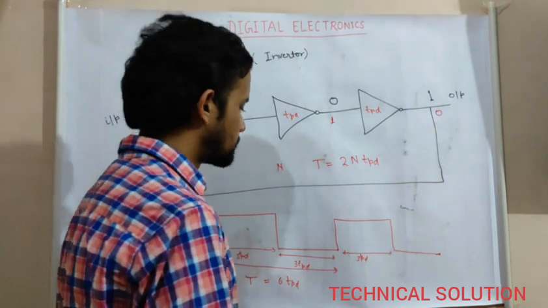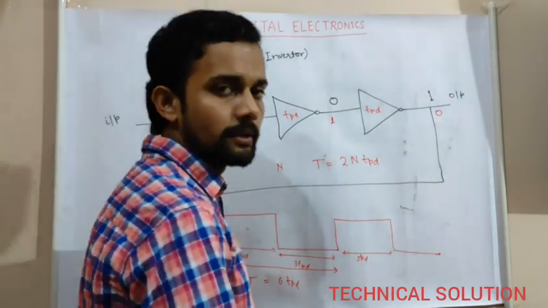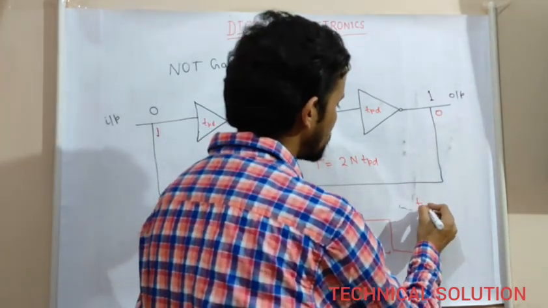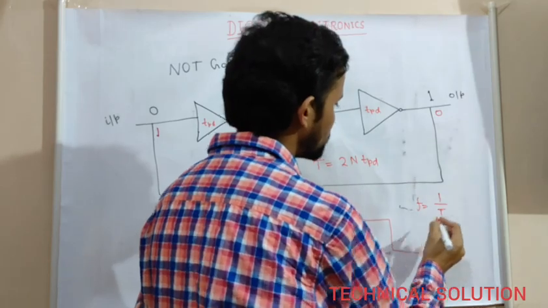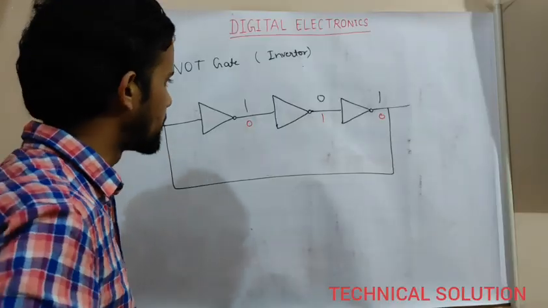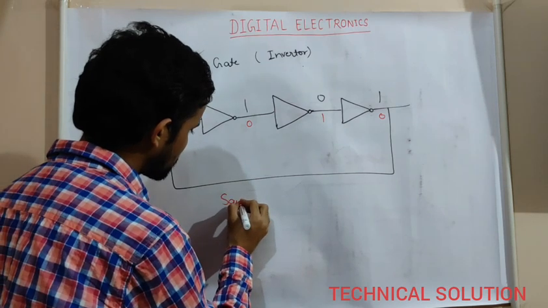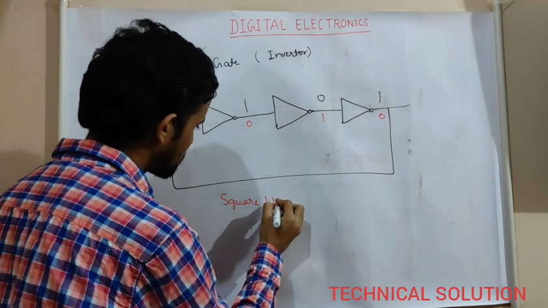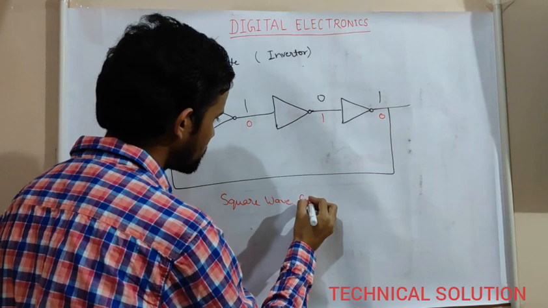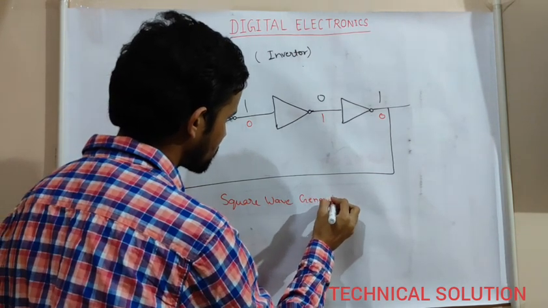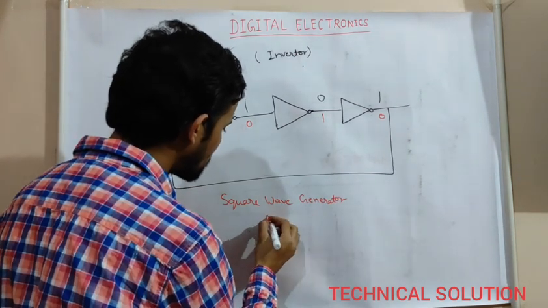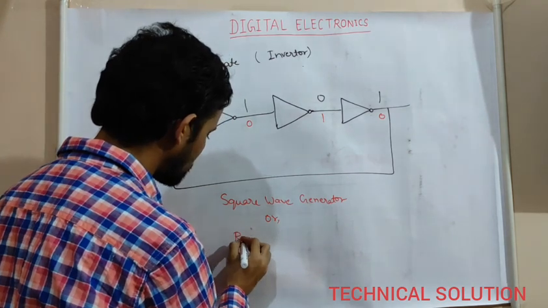And we know that the relation between frequency and time period is f equal to 1 upon T. And this circuit is known as a square wave generator, or ring oscillator.